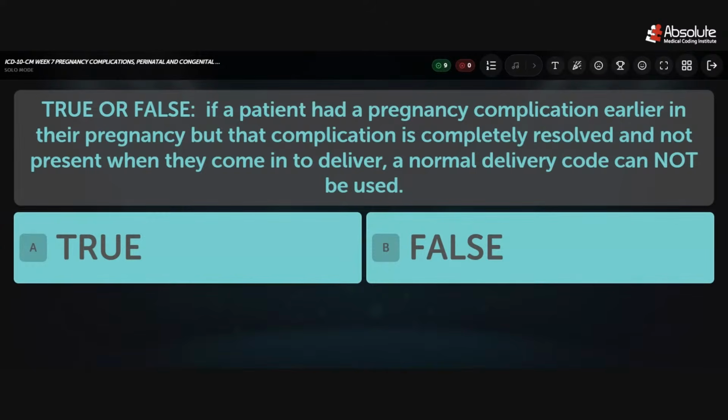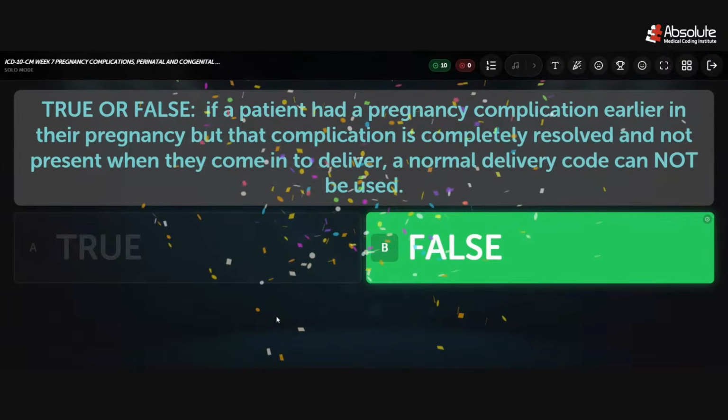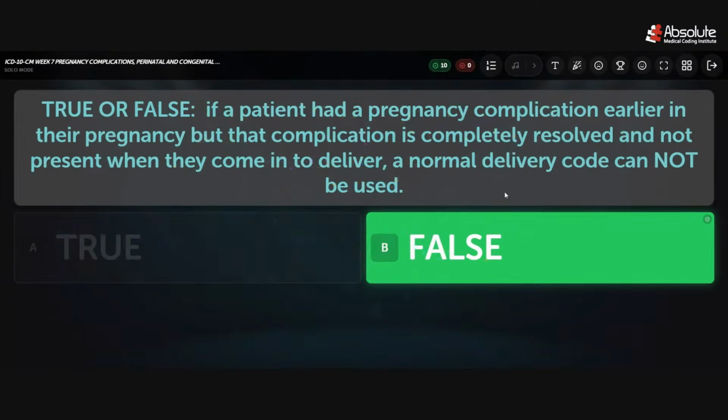All right, time is up for this one. So this statement is going to be false. I didn't mean to give it away by really enunciating that "not be used." But the reason that this one is false: if a patient had a pregnancy complication earlier in their pregnancy, but the complication is resolved and not present when they come in to deliver, a normal delivery code, or an O80 code, can definitely still be used. So that would make this statement false. If you caught that, great job.